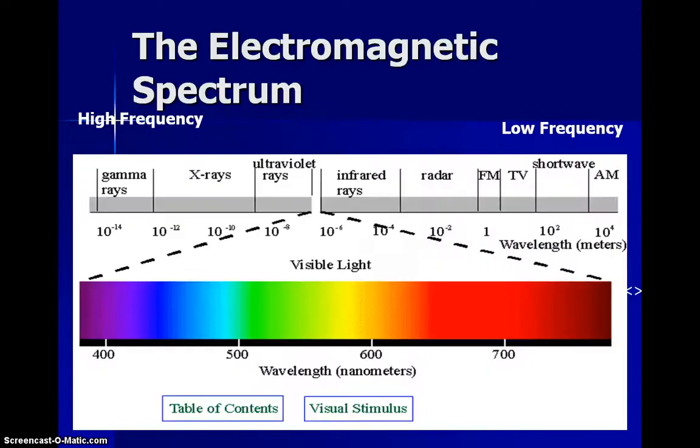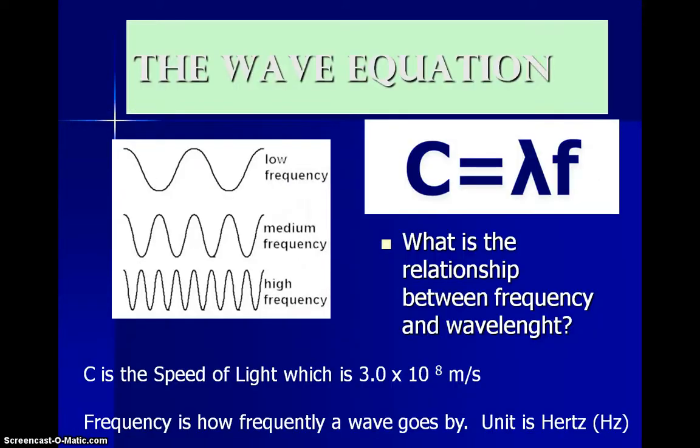Now let's go and start to apply some math to it. We have talked about the fact that frequency and wavelength have an inverse relationship. It means when one's big, the other's small. So when the frequency is low, the wavelength is big. When the frequency is high, the wavelength is small. So I want to be able to calculate that. And in order to calculate that, we need to use what is called the wave equation.